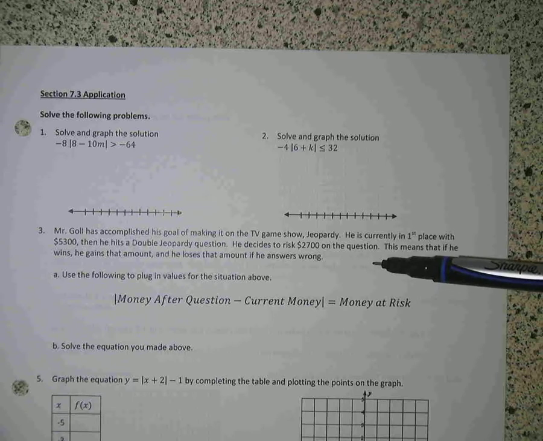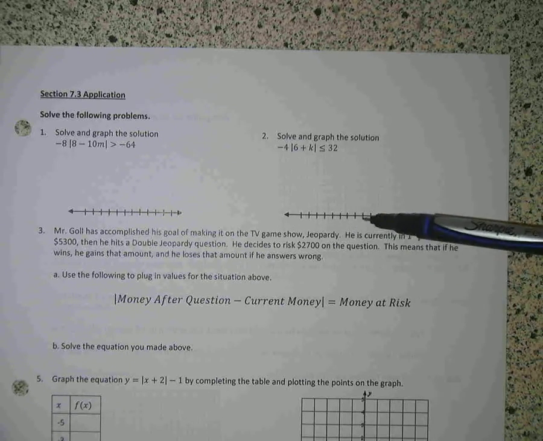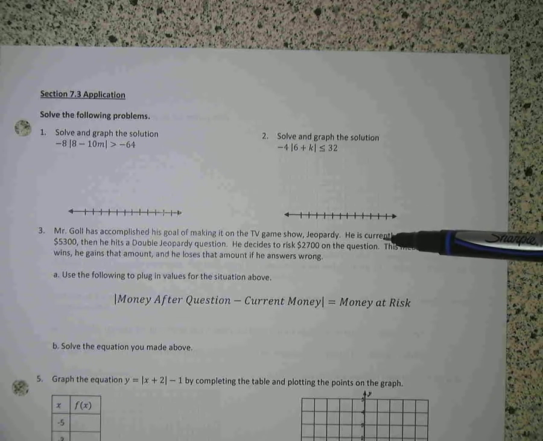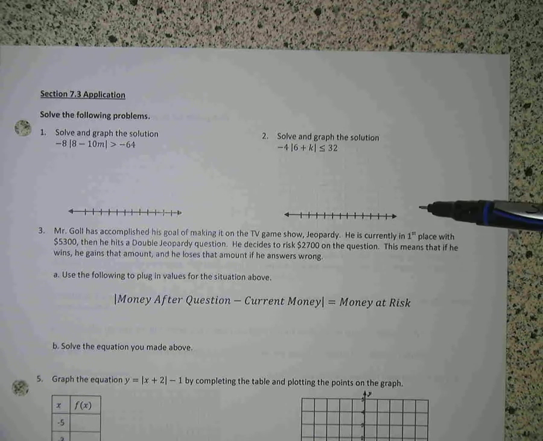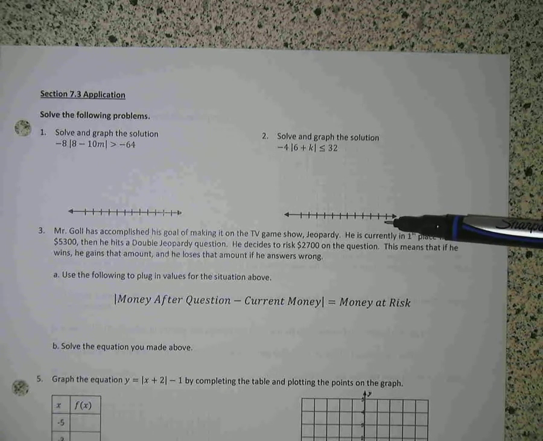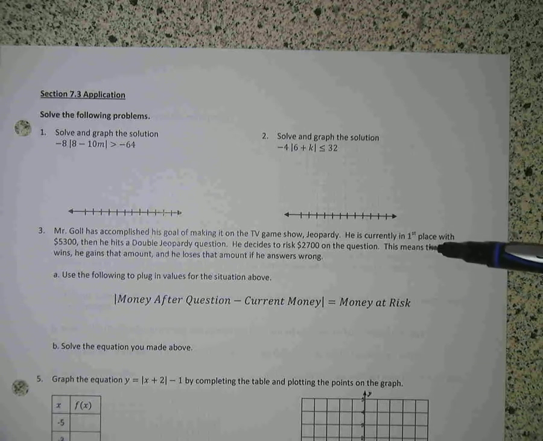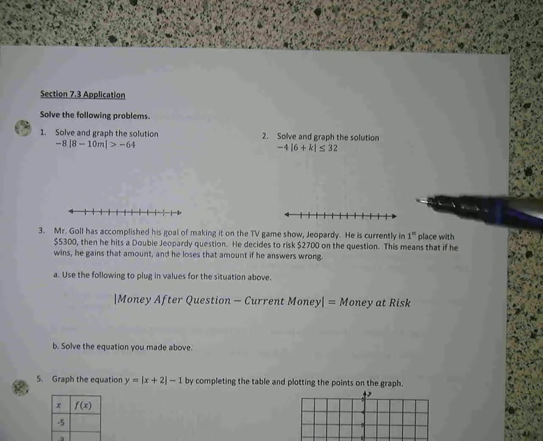For number 3 though, I have accomplished my goal of making it onto the TV game show Jeopardy! And I'm currently in first place with $5,300. Then I hit a Double Jeopardy question. On those questions, you're allowed to wager however much you want to, and I decided to wager $2,700. That means that if I win, I gain that amount, and if I lose, or if I'm wrong, I lose that amount.